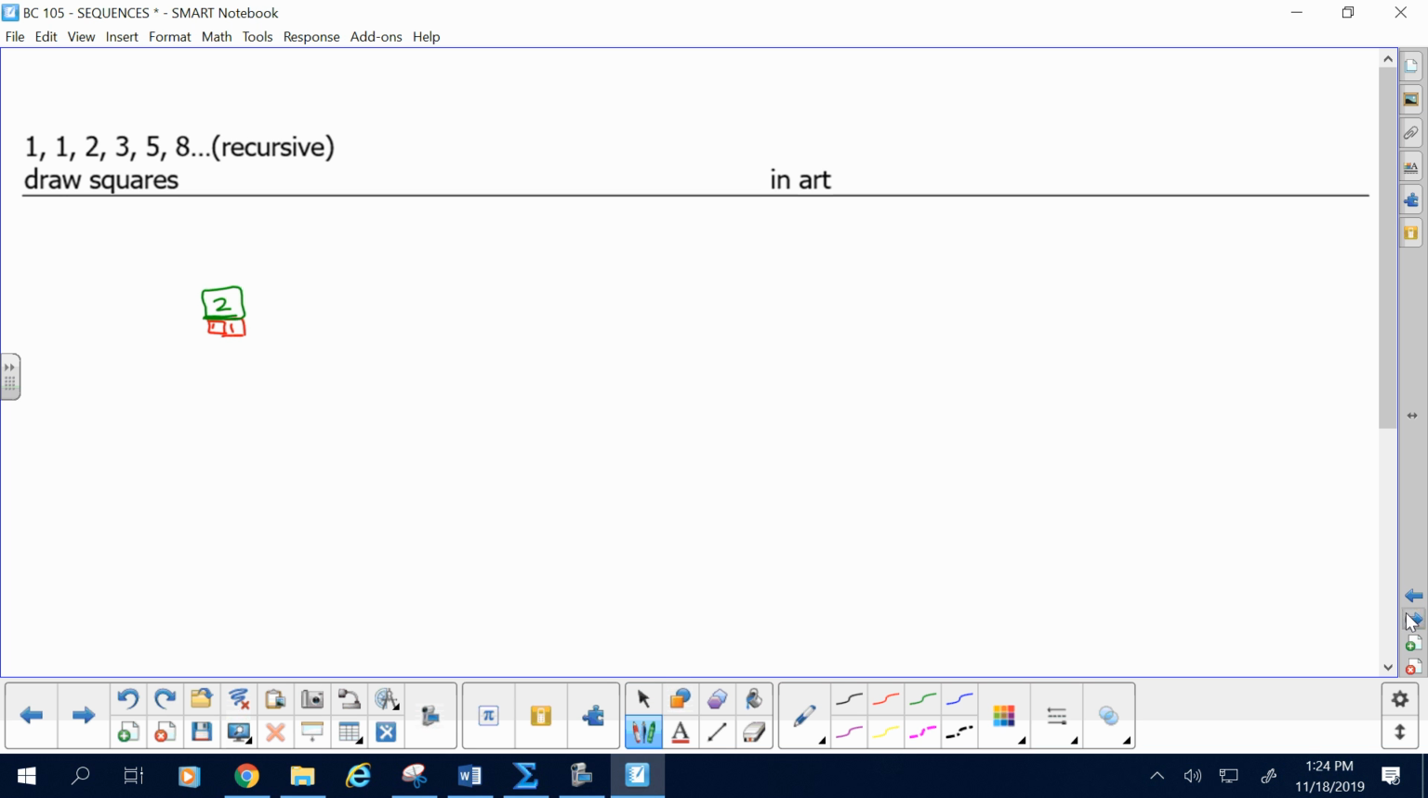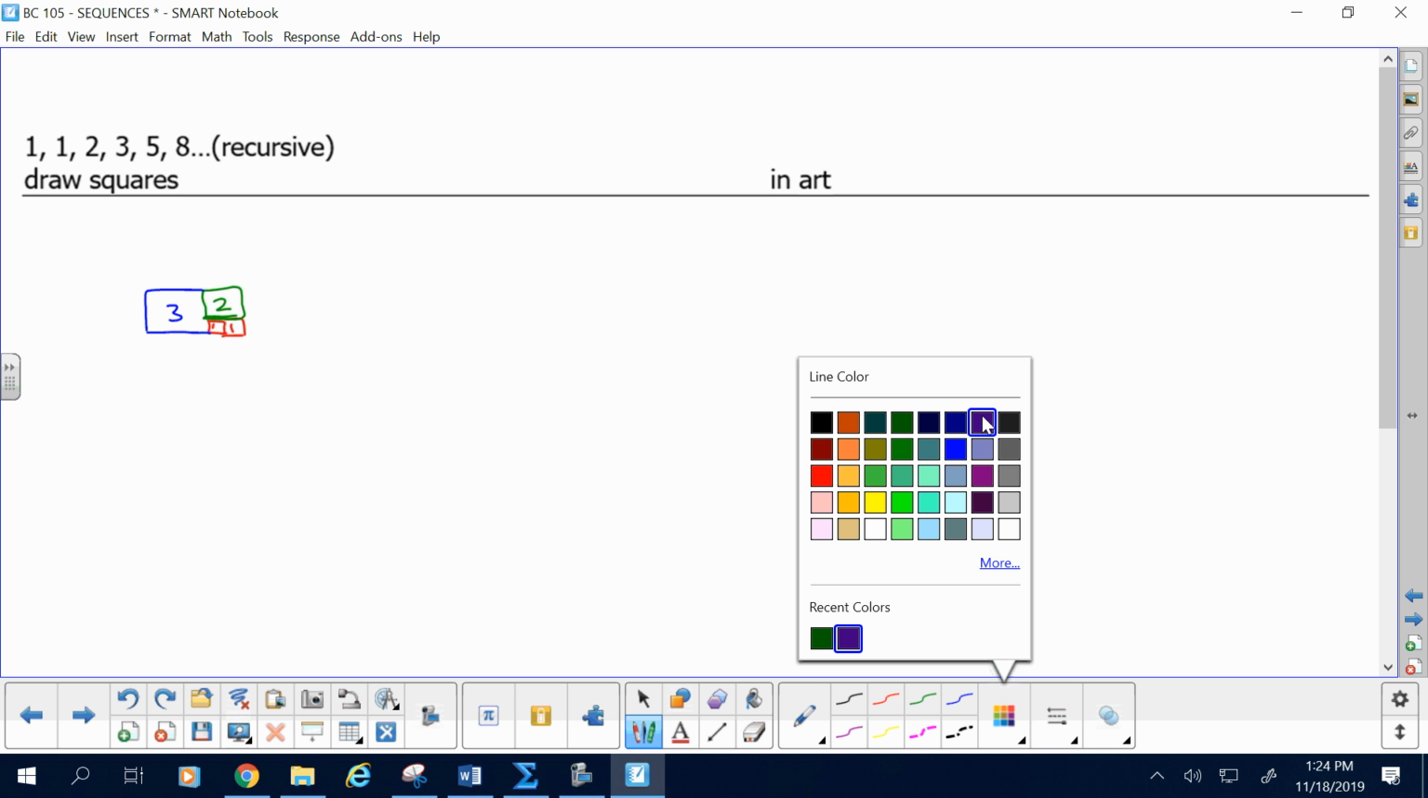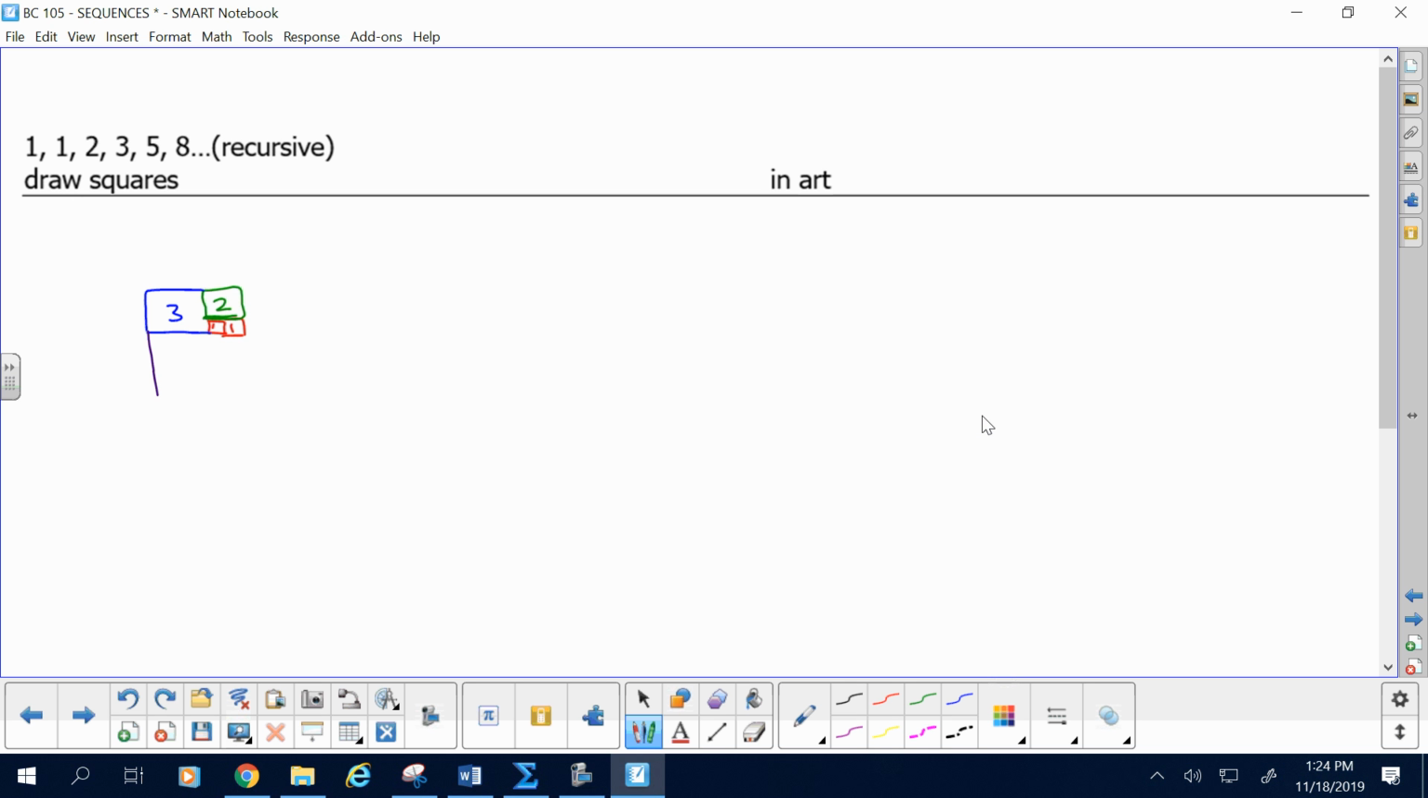Now, if I add the previous 2 numbers, 2 and 1 is now 3. Draw that off to the left. 2 plus 1 more is 3. Now, draw below. Below is 3 plus 1 and 1, which is 5.